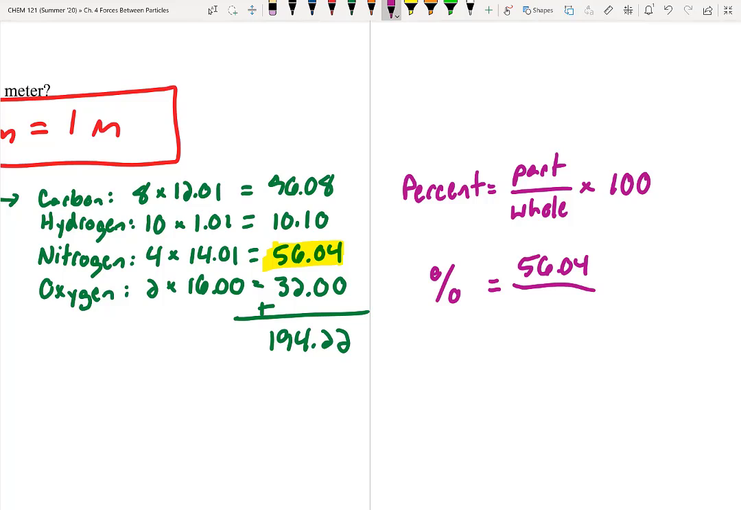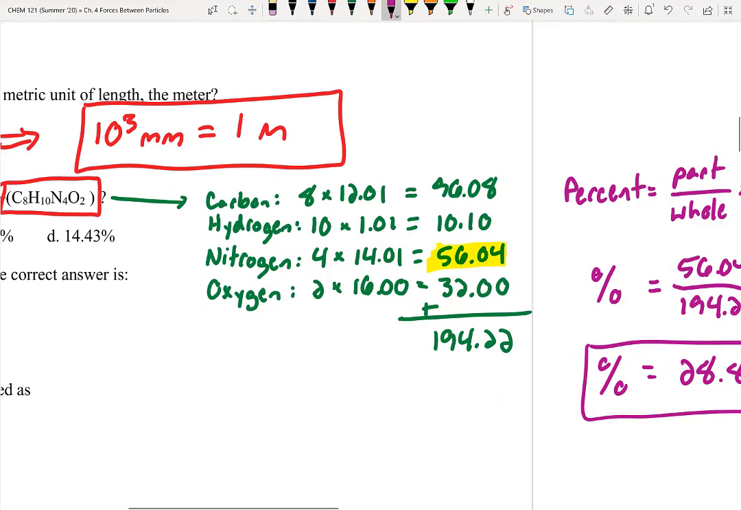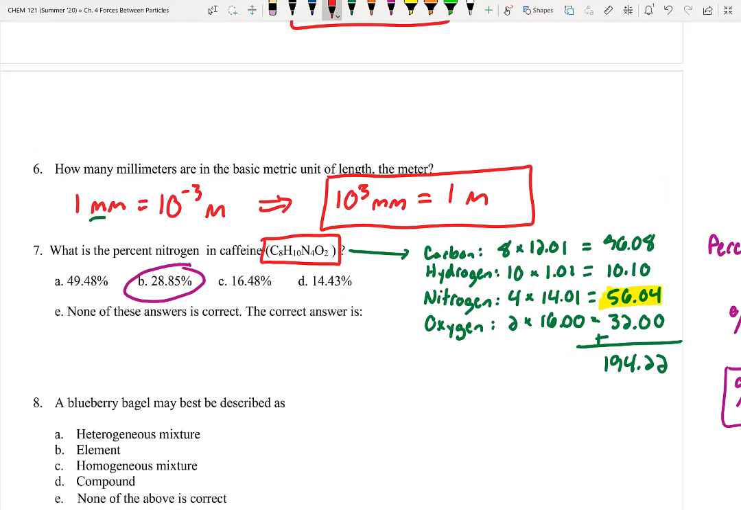And then the whole is just going to be the mass of the whole entire molecule, which is going to be 194.22 times 100. So let's go ahead and do this in our calculator. 56.04. I'm getting a percentage of 28.85. And I'm also keeping in mind sig figs. So I'm limited by 4 sig figs here. So I'd say this should be my answer, but let's see if that's one of the multiple choice options. Yep, looks like 28.85 is right there.